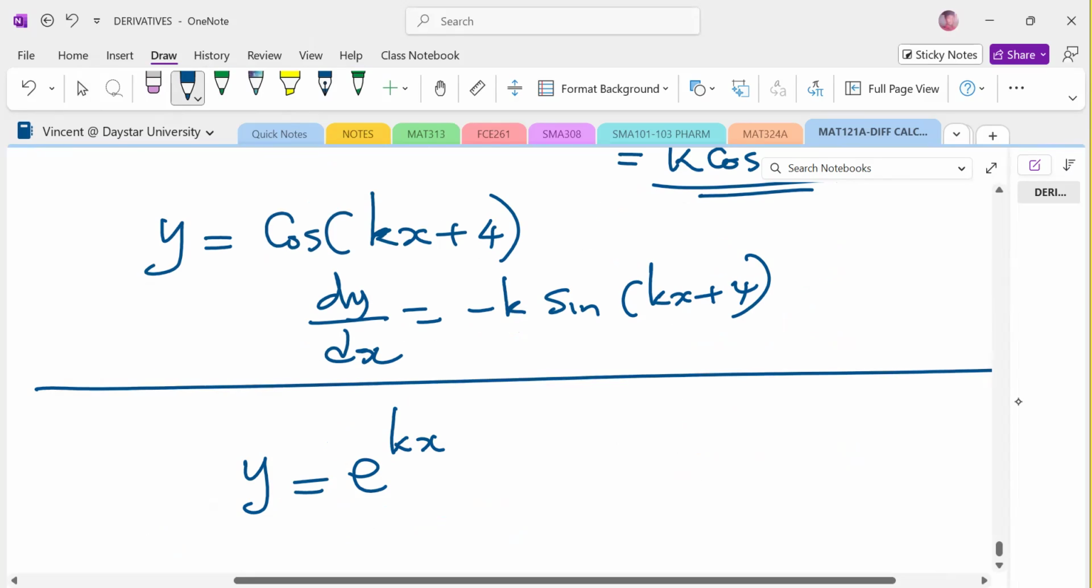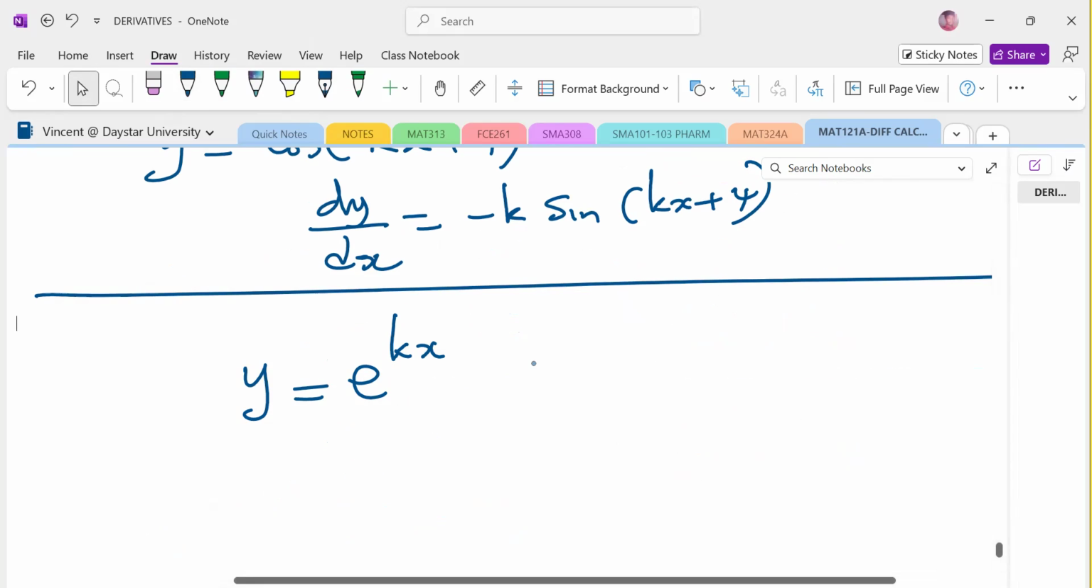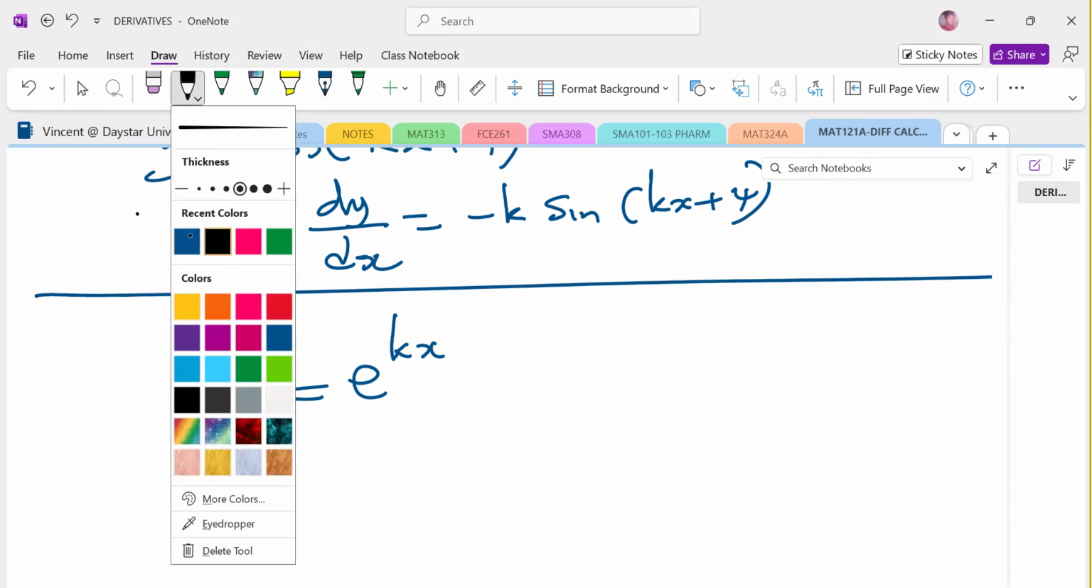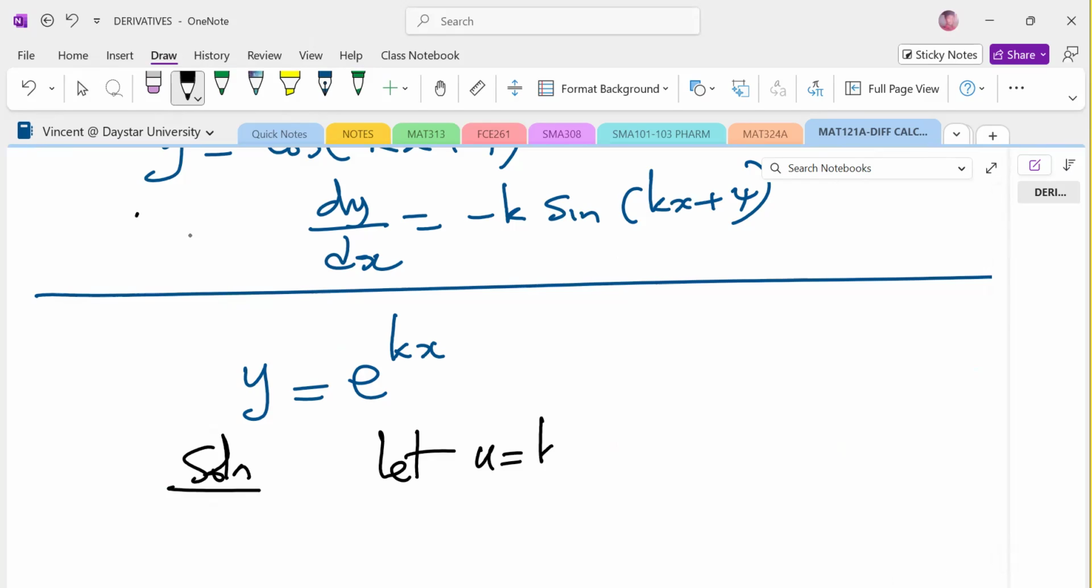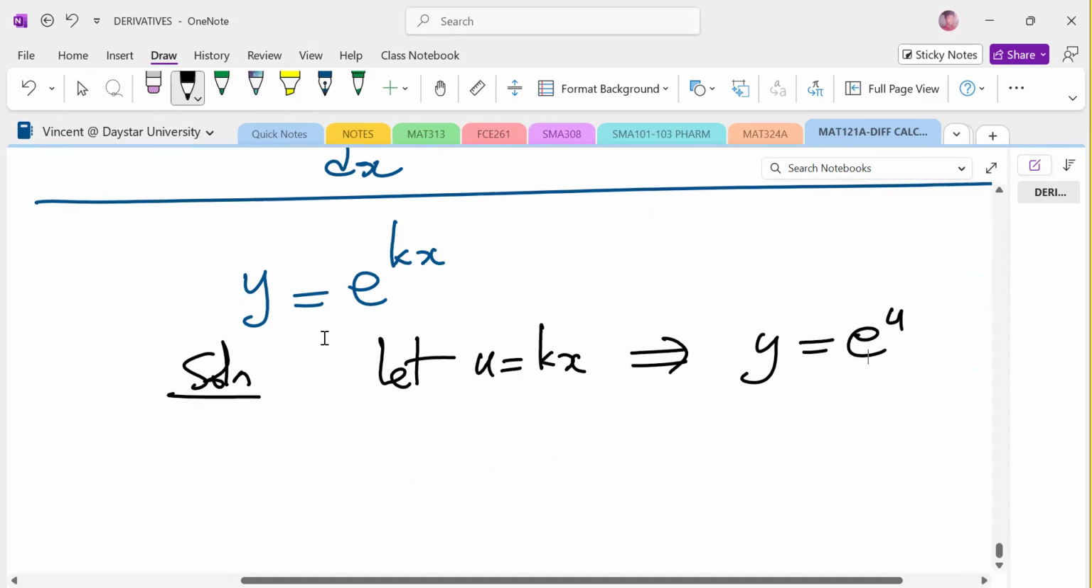So what will be the best choice for u in this case? y equals e raised to the power kx. So what will be the best choice for u? kx. So we let u be kx. So which means y will be e power u, correct. So then now calculate du dx.